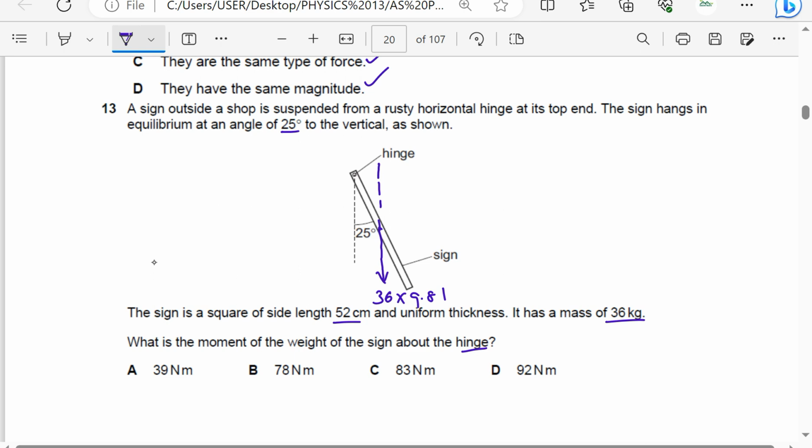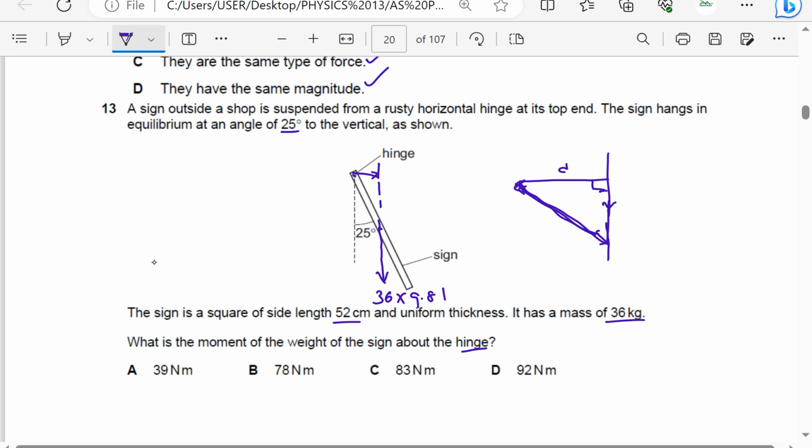So since it is a square, I will need the perpendicular distance from the line of action. So the perpendicular, this is what I have, something like this. Remember, this is the direction of the weight, and this is the length of the sign. Of course, I don't need this distance here. This is the sign post. I only need this distance, which makes 90 degrees with the line of action of the weight.